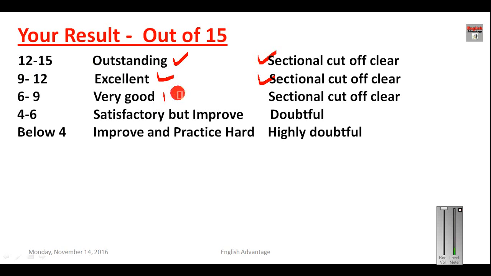6 to 9, your performance will be measured very good and sectional cutoff most likely will be cleared. 4 to 6, your performance is satisfactory, but you have to practice hard and you have to improve. At the same time, if you score this much only, your sectional cutoff will be doubtful. Now the next, if you have managed to score only below 4, you have to improve and you have to practice hard, and your sectional cutoff is highly doubtful. Okay, so you can measure your preparation, you can measure your performance through these mock tests.